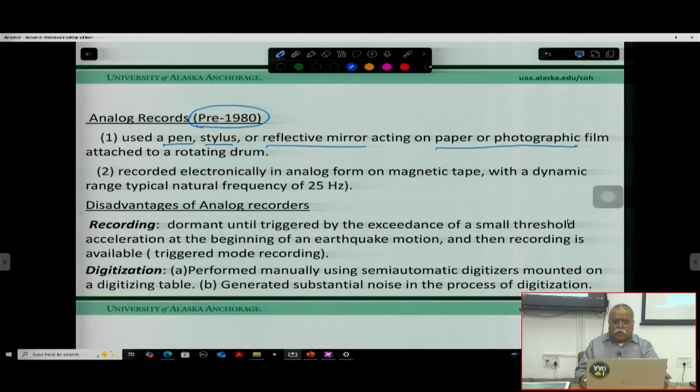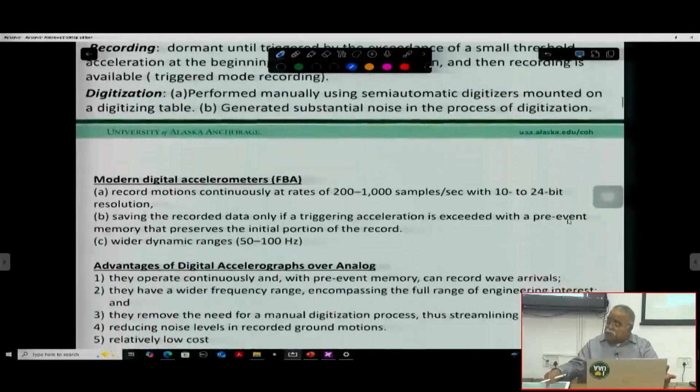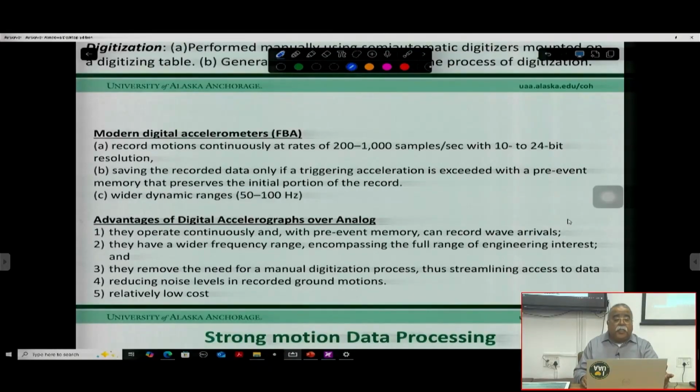Now in a digital record, we can do the filtering process, and it will come as filtered data. So in the modern digital type of recorders, we can calculate 200 to 1,000 samples per second. That means each second we have 250 to 1,000 samples. Whatever you want, we can set it up. So you can set the parameters to as large a sample rate as you want.